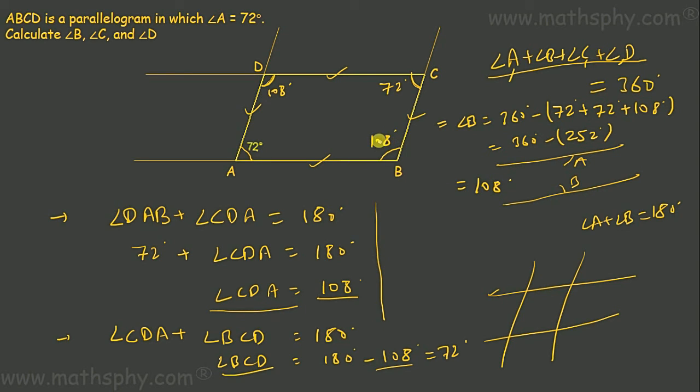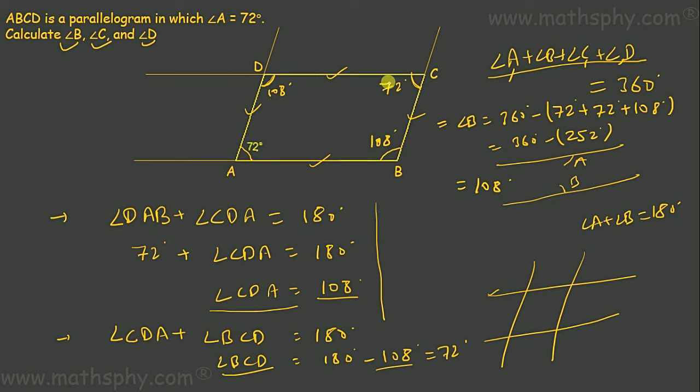108 degrees. So now, this is a parallelogram. Opposite angles came out to be equal. This is equal to this opposite angle. This is equal to this opposite angle. So now we have found angles B, C and D.